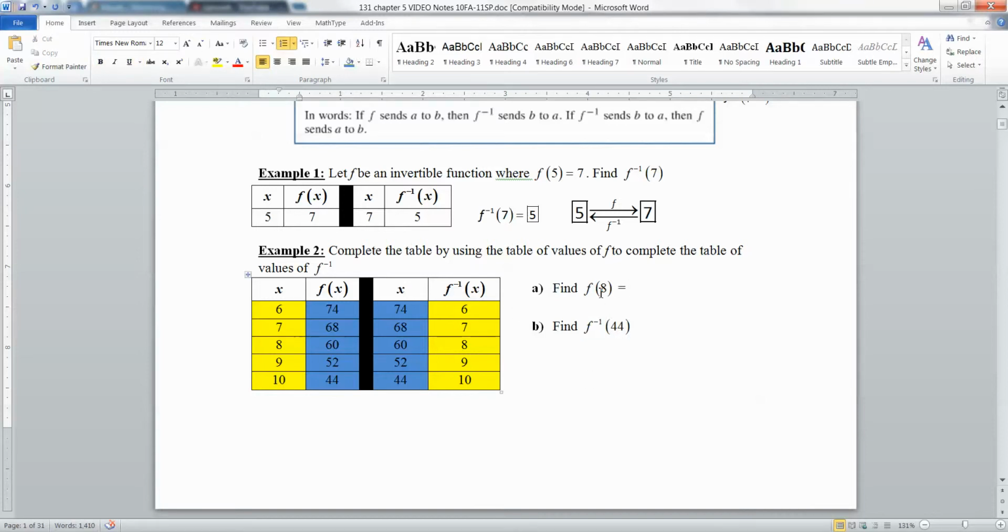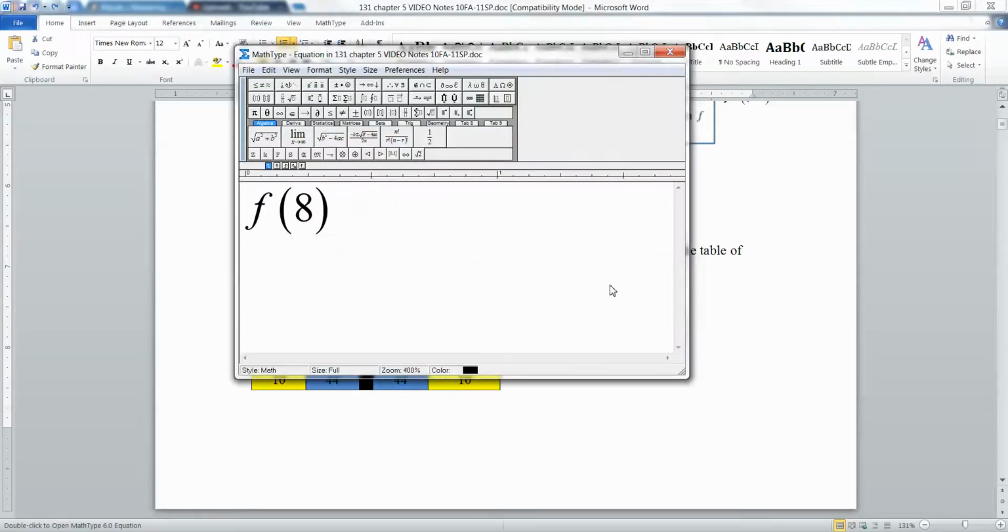We want to find f of 8. Now notice the function name. It's saying function f. So that means I want to look over here on this right-hand side. And it's got 8 inside that parentheses, so I must be talking about this one right here, which means I must be talking about 60. I'll put a little box around it.